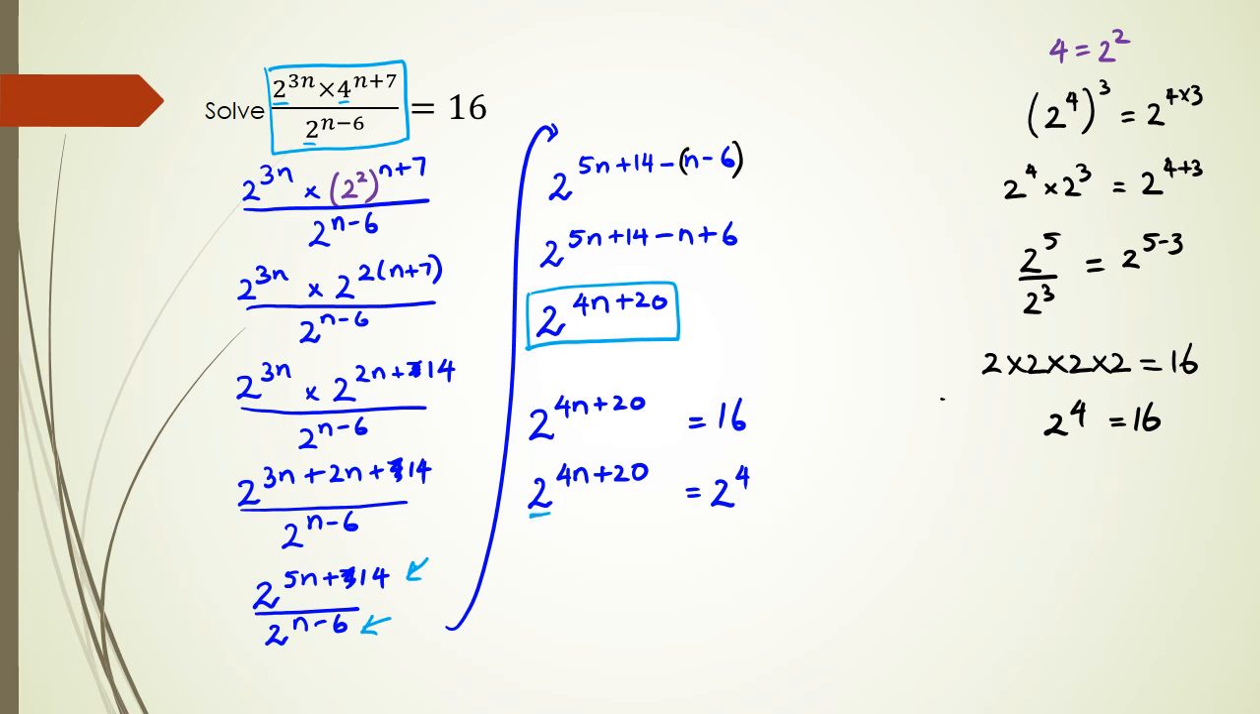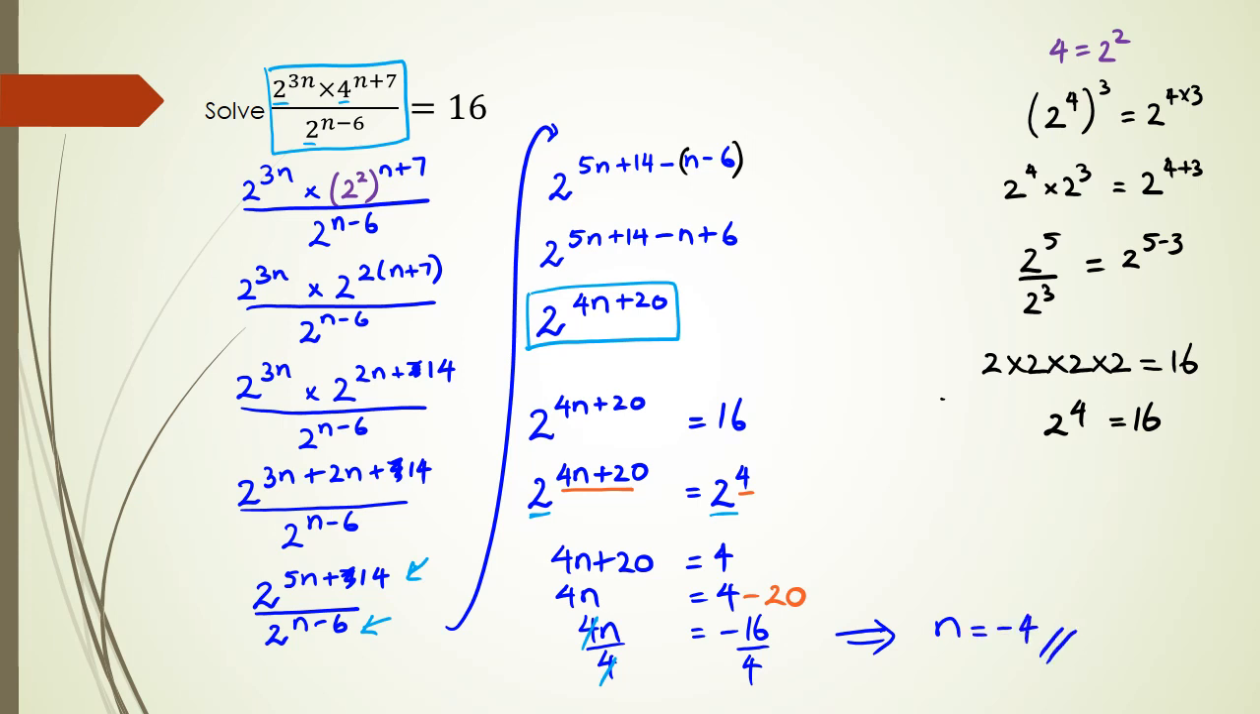From here, because the bases are the same, the power must equal this power. So we have 4n plus 20 equals 4. Rearranging this, we have 4n equals 4 minus 20, and we have 4n equals negative 16. We divide both sides by 4, and we get an answer of n equals negative 4. And folks, that's what you need for an excellence in this case.